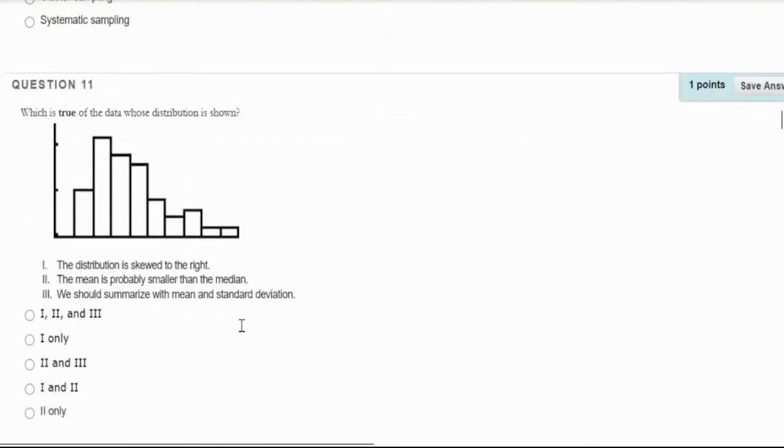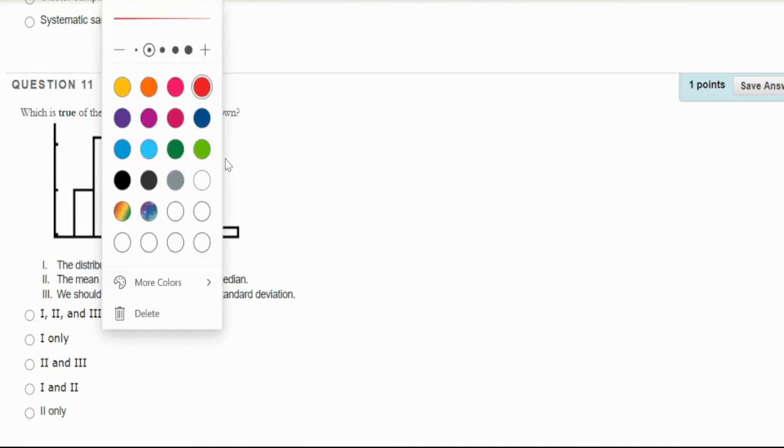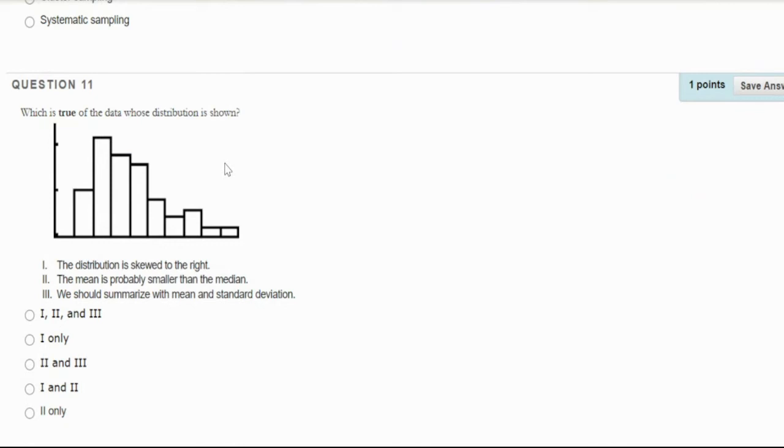So let's look at question 11. In question 11 here, it says, which of the following is true? So could someone help me identify what is the shape of this distribution? It's skewed to the right. So we know it's skewed to the right. Very good. So the first statement is good: the distribution is skewed to the right.